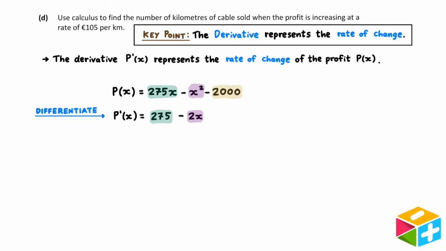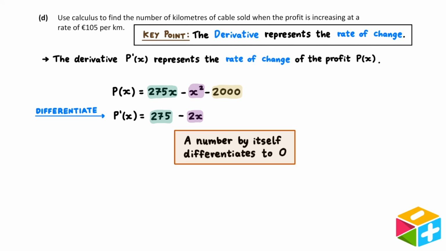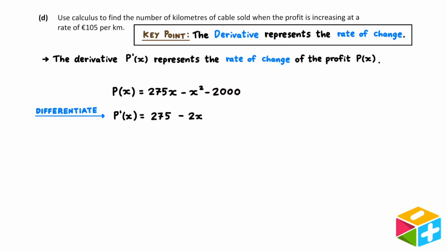The final thing to differentiate is the 2000. There's a useful differentiation fact, which says that a number by itself differentiates to 0. So the number 2000 will just differentiate to 0. In other words, it will disappear. So we found our derivative. P' of x is equal to 275 minus 2x.